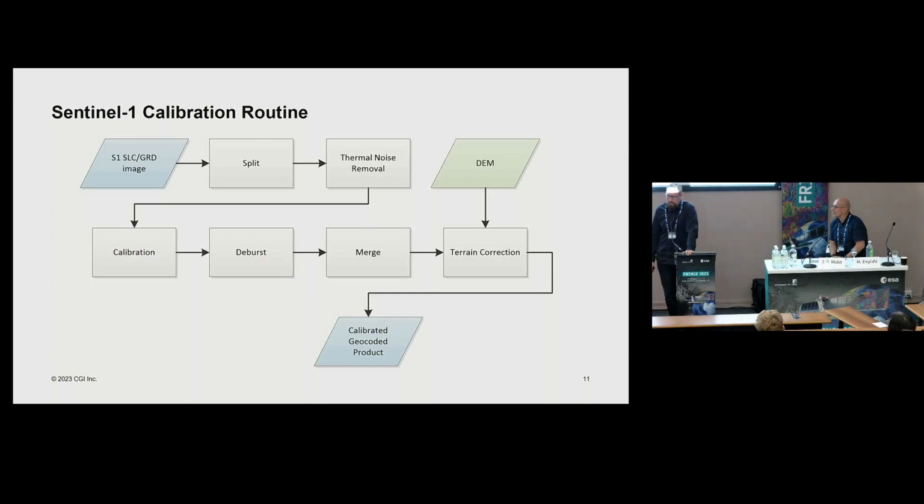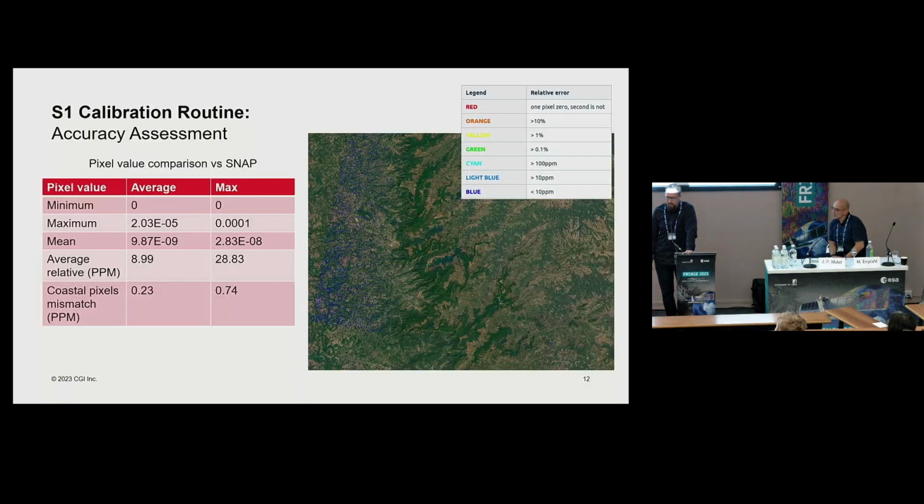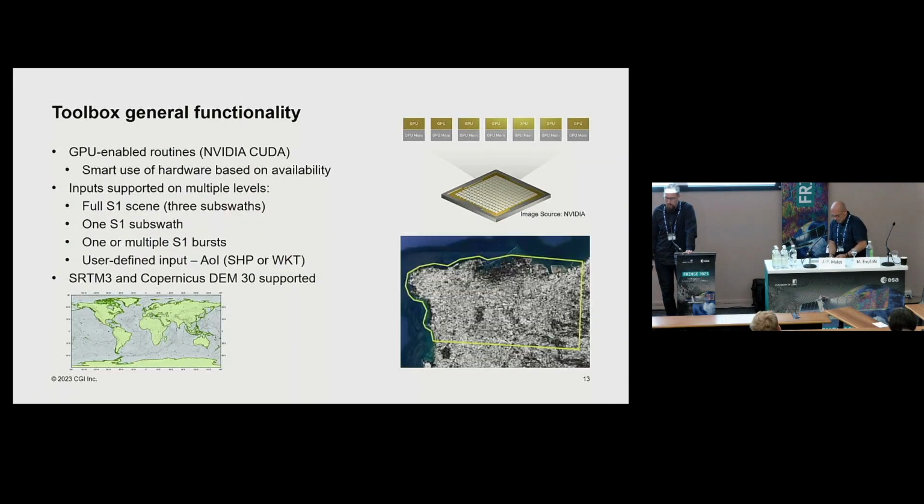For the calibration routine, this is a simpler one. It is essentially for generating calibrated geocoded Sentinel-1 products, and quite straightforward. Nothing too fancy, but also very fast. And here we've got even closer to the Snap implementation. So very few differences. Highly accurate. On top of the algorithms, I'll tell you about the focusing ones afterwards.